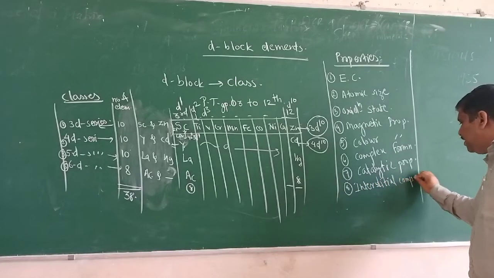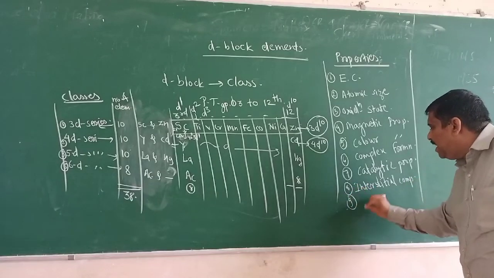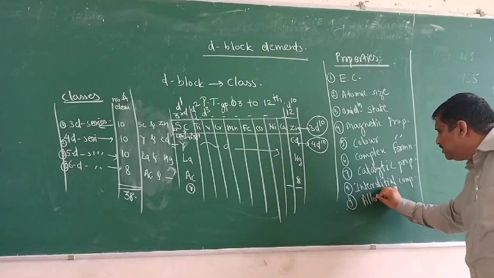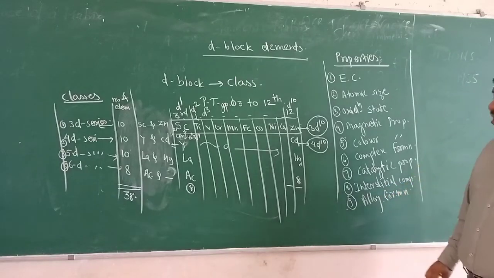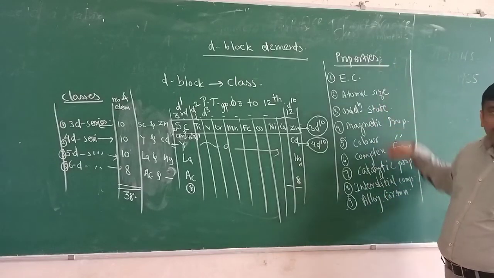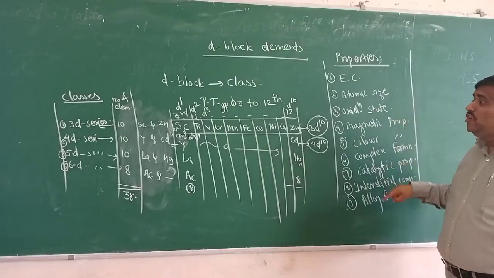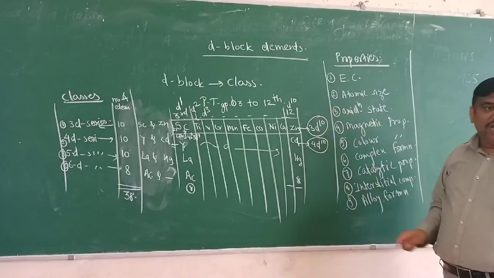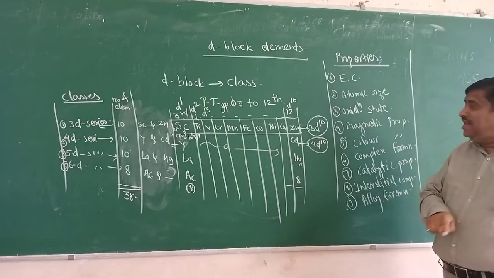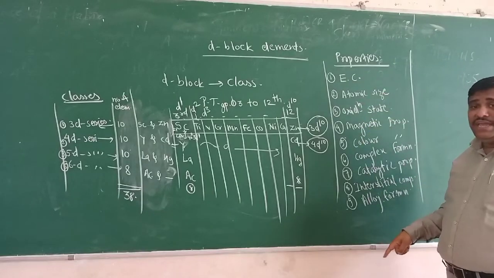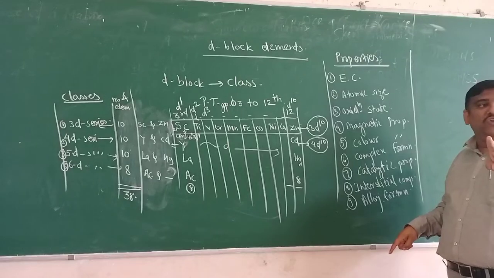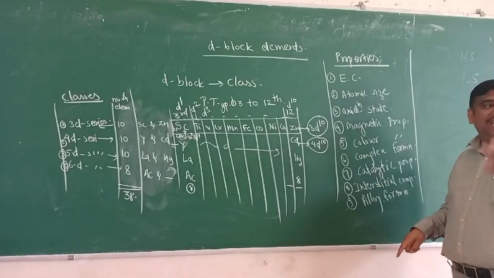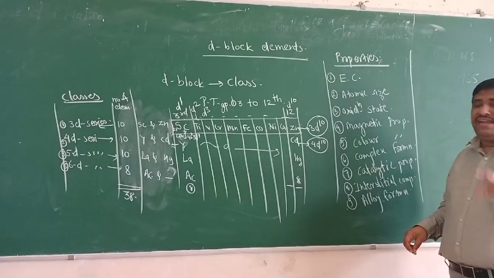Interstitial compound formation. And the next and last property you are going to discuss is alloy formation of the d block elements. These properties you are going to discuss in detail for the d block elements. And I am repeating, there are a total of 9 properties. Among these 9 properties, 2 properties you will definitely get in the annual examination.